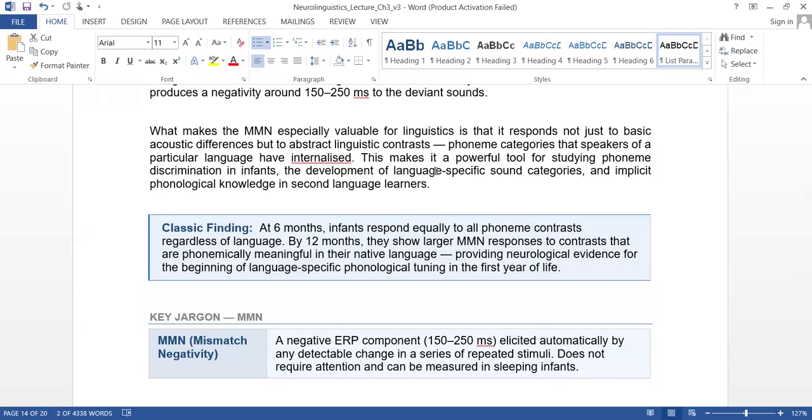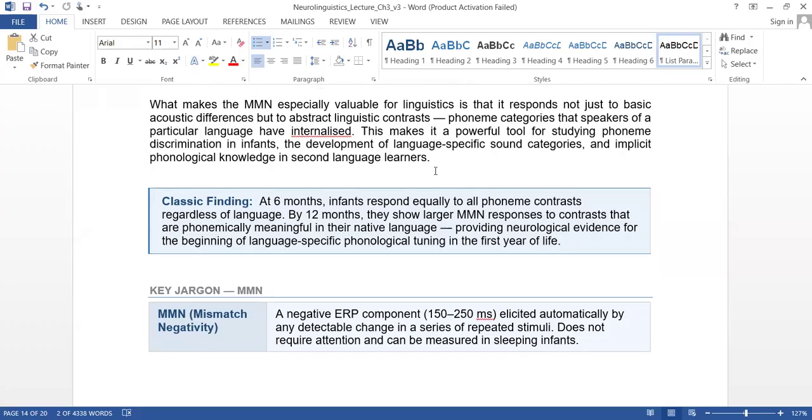So that means it's a kind of brain activity which we see when the brain is processing distinct phonemes, phonemes which are present in the language and phonemes which are not present in their language, and all that.